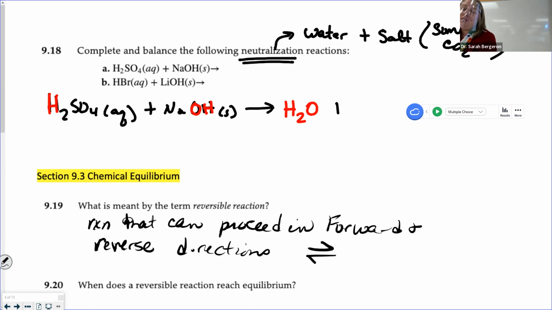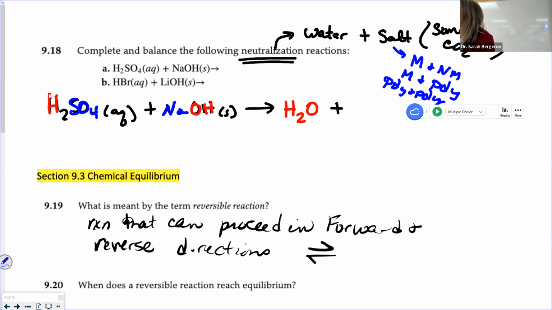What do I have left? I have Na and I have SO4. That gives me a metal and a polyatomic ion, right? That's a salt. What can a salt be? A metal and a non-metal. What else can it be? A metal and a polyatomic, and a polyatomic and a polyatomic, right? You remember this from way back when, when we were talking about ionic compounds. That's what a salt is, an ionic compound. So what I'm left with, start with the metal. What's the metal?